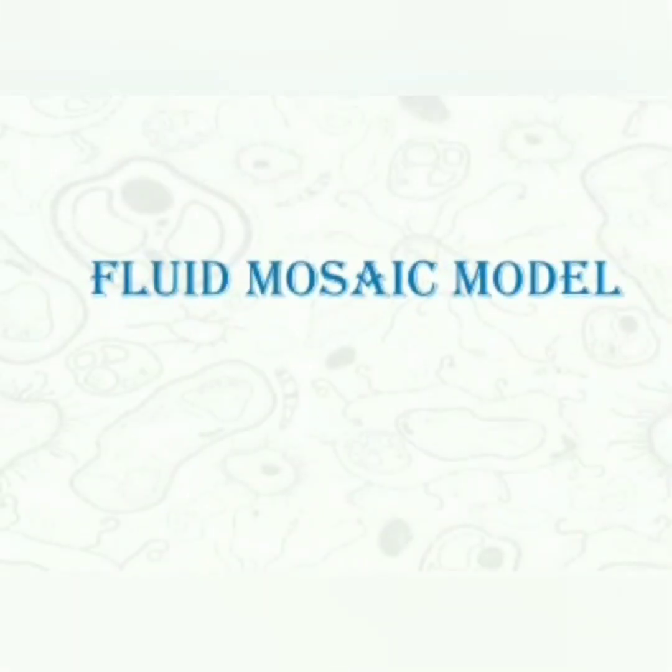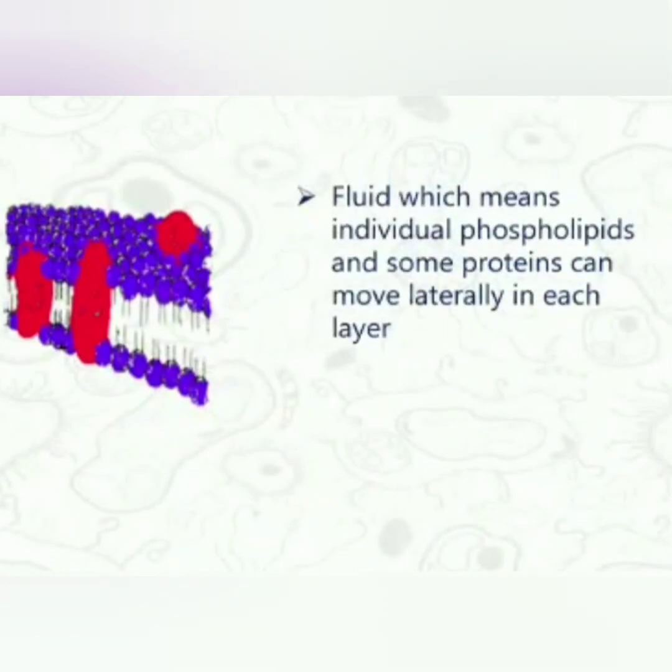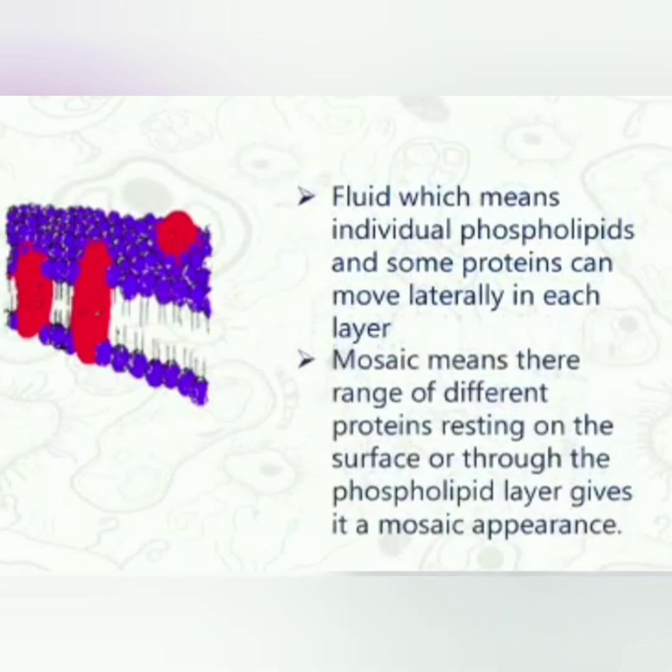Fluid mosaic model. Fluid mosaic model was proposed by Singer and Nicolson in the year of 1972. Fluid means individual phospholipids and some proteins can move laterally in each layer, and mosaic means the range of proteins resting on the surface or through the phospholipid layer gives it a mosaic appearance. It is the most accepted model because it convincingly explains the transport through the membrane.